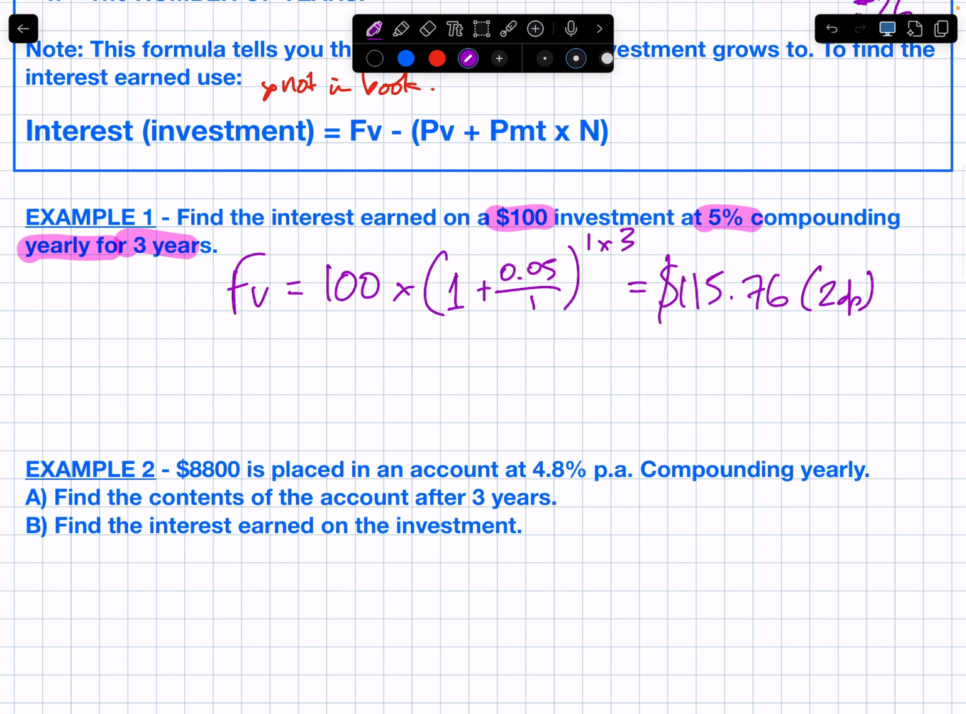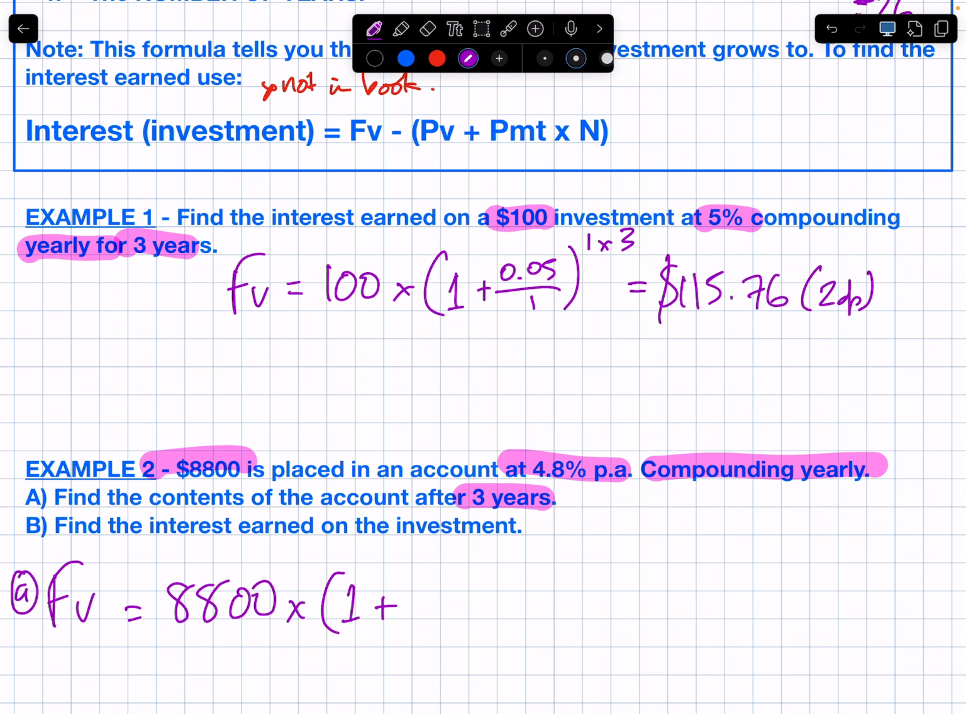Is this yearly yet? Let's see. $8,800 placed in an account, 4.8%, still compounding yearly. What's the contents of the account after 3 years, and find the interest on the investment? So FV is the contents of the account. They put $8,800 in there. 1 plus 4.8% as a decimal, 0.048 over. It's compounding yearly, so what's K going to be? Still 1. K is 1 again, times by, still to the power of 3.